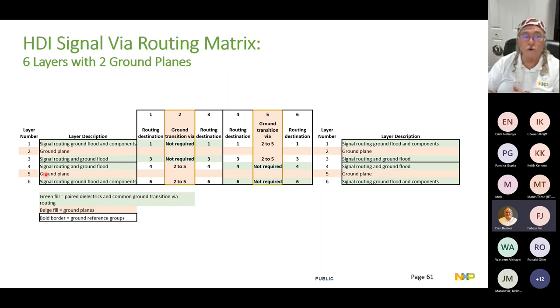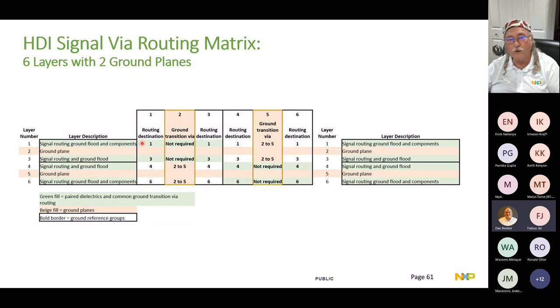But when you go from 1 or 3 to 4 or 6, you have to have a ground transition via that connects the ground on 2 to the ground on 5. So this is what this table shows. 1 to 3 is clean. 4 to 6 is clean. But if I go from 1 or 3 to 4 or 6, I need a ground transition via to go from 2 to 5. Same thing going the other way. I need a ground transition from 2 to 5.